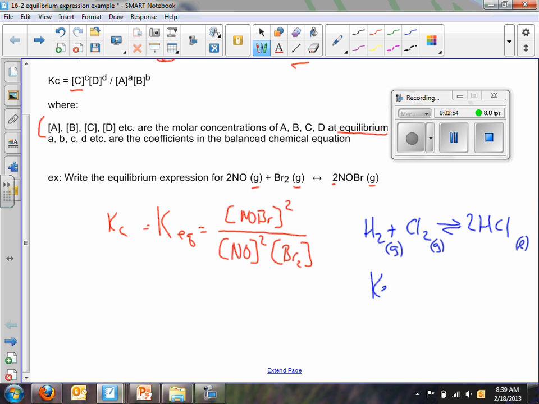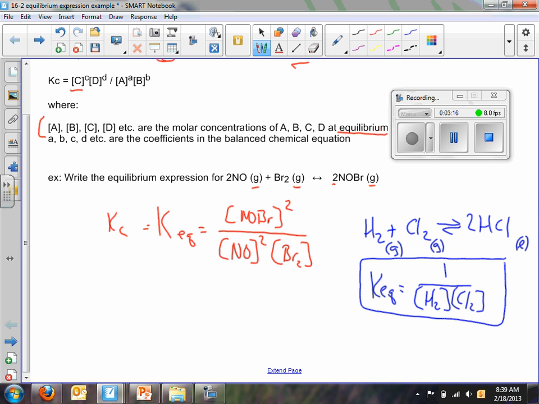To write my equilibrium expression, we only include gases, which means for my products, there's really nothing there, so you put a 1 on top. And on the bottom, I have the concentration of hydrogen to the 1 power times the concentration of chlorine to the 1 power. That would be the answer for this equation. Again, notice we only include gases in the expression.